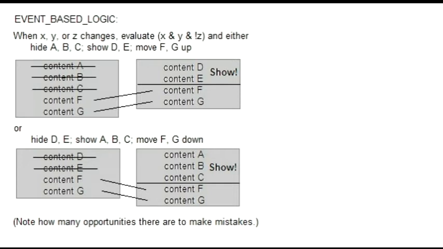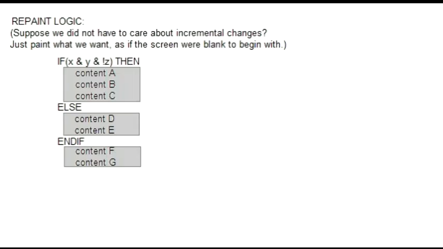So for instance, if you have event-based logic, you have to check for whether X or Y or Z changes and evaluate the Boolean expression and either hide A, B, C, show D and E, or move F, G up or down. If you have repaint logic, then all you've got to do is have a statement that says if X and Y and not Z is true, then we have A, B, and C. Otherwise, we have D and E, and in either case, we have F and G.